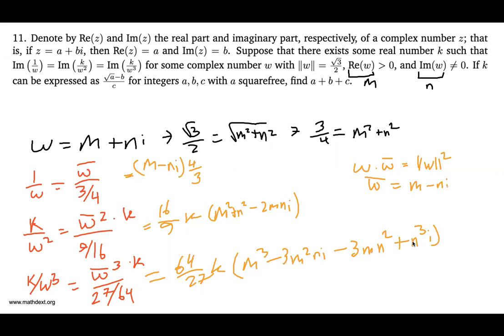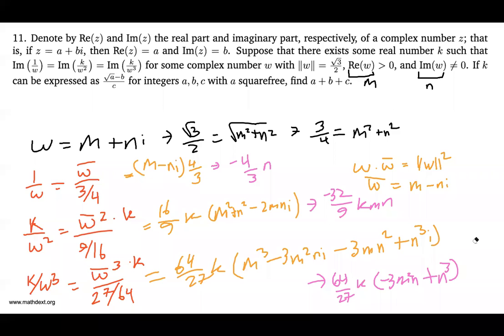Now, that's all well and good. We only care about the imaginary parts of these three guys, and the imaginary part is anything that is multiplied by i. So this first guy would have imaginary part negative 4/3 n. This guy would have imaginary part negative 32 over 9 kmn. And this guy has an imaginary part of 64 over 27 k times the quantity negative 3m squared n plus n cubed. Okay, and all we care about is that these pink parts are all equal to each other.